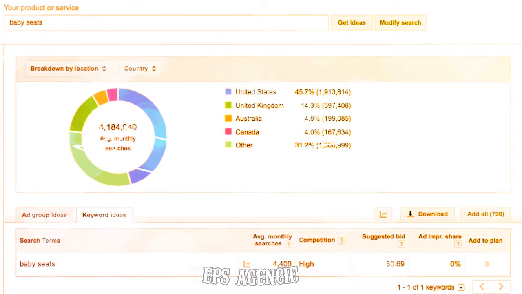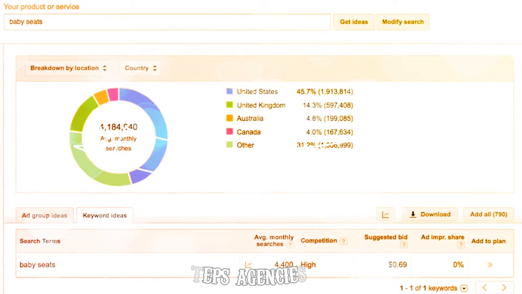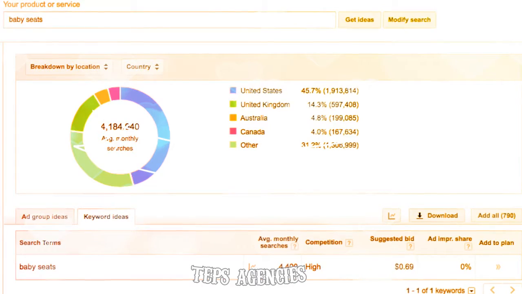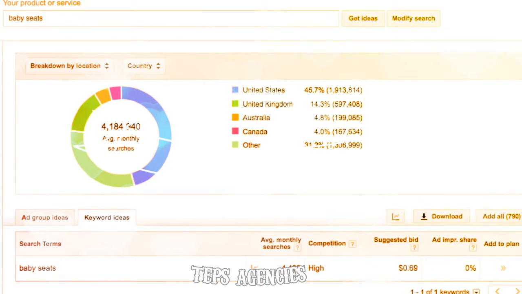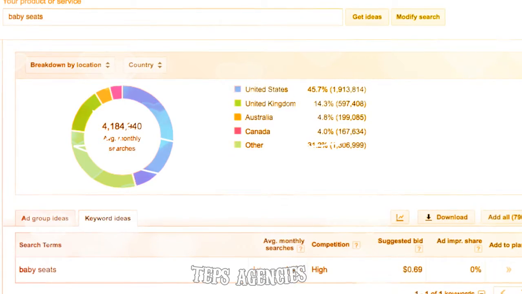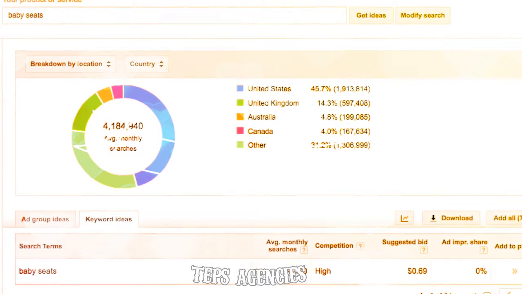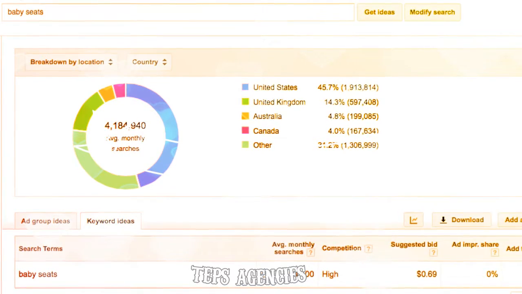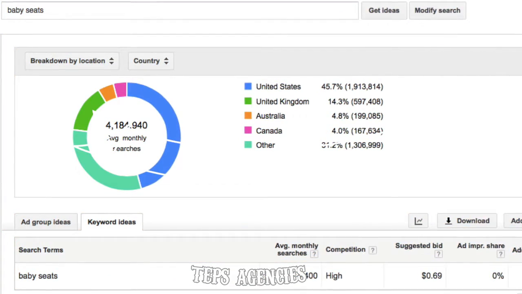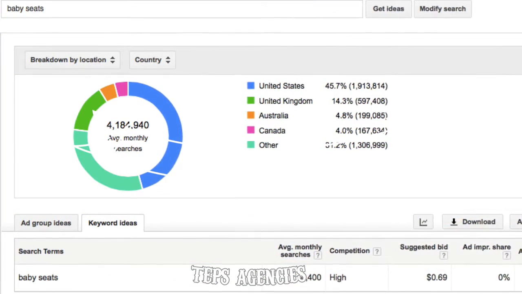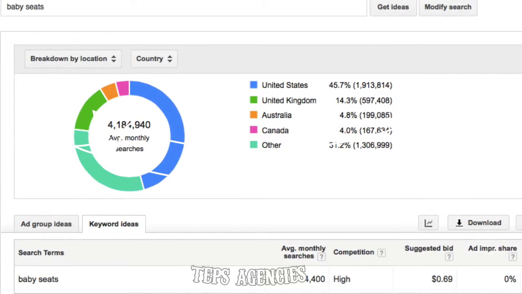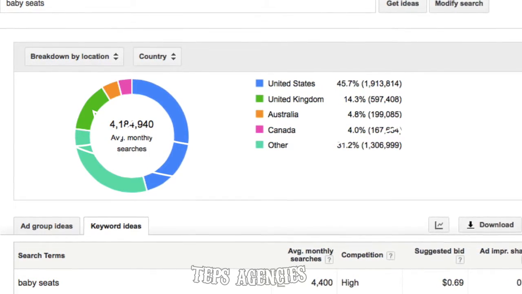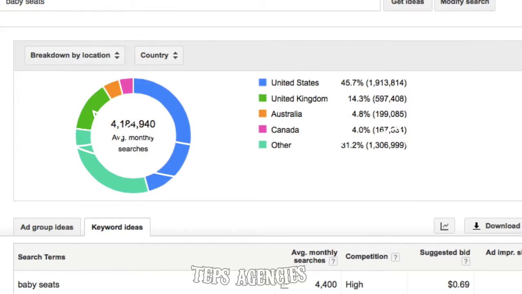If the majority of people searching for keywords related to your niche are not in developed countries where buying online is mainstream or common, then chances are you will not make much money with this niche idea. So in the example of baby seats, I can see that the majority of people searching are from the US, UK and Australia. That is good, because these are the countries where most people have access to credit cards, where their disposable income is high, and also they are quite accustomed to the idea of buying online.